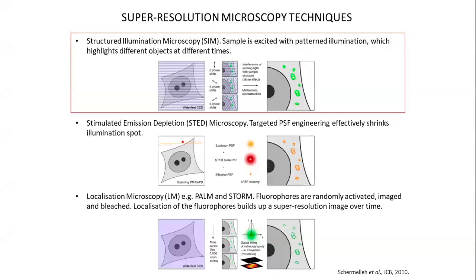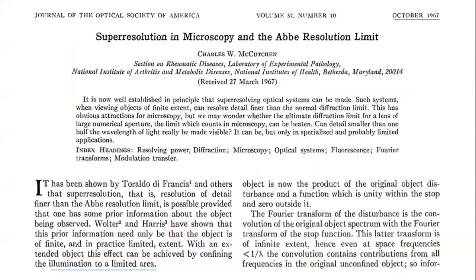Structured illumination. So the idea for this is not new. We've got a paper here in 1967 from McCutcheon. So he was talking about the work of Geraldo di Francia, who said that, you know, super resolution, that means resolution of detail finer than the Abbe resolution limit, is possible, providing that one has some prior information. And then if we skip down to here, this effect can be achieved by confining the illumination to a limited area. So this is the concept of structured illumination.